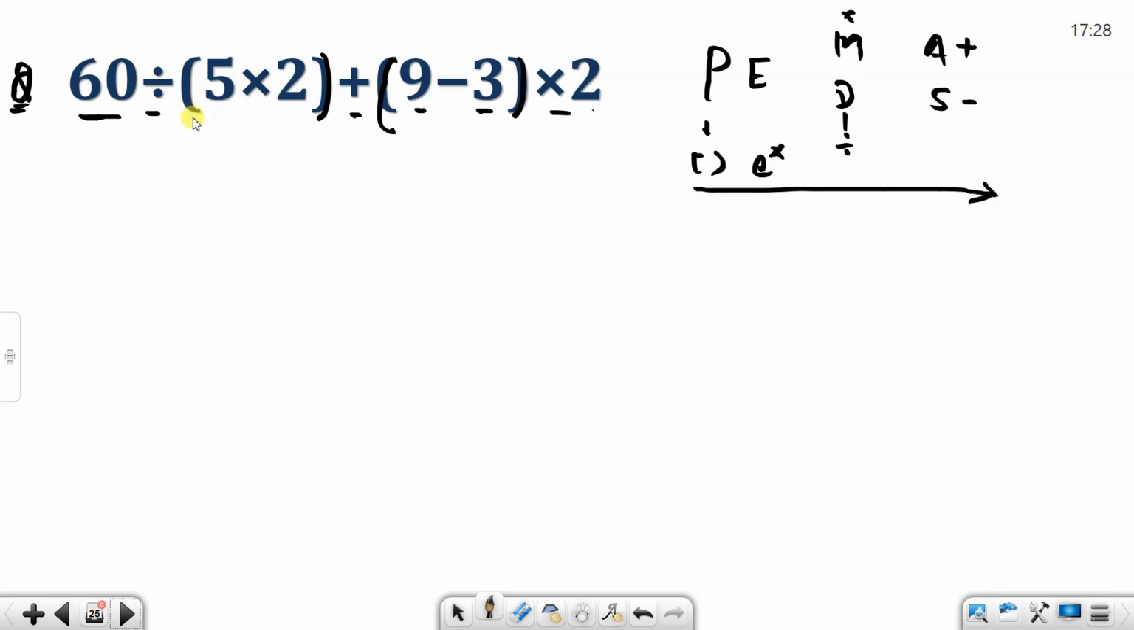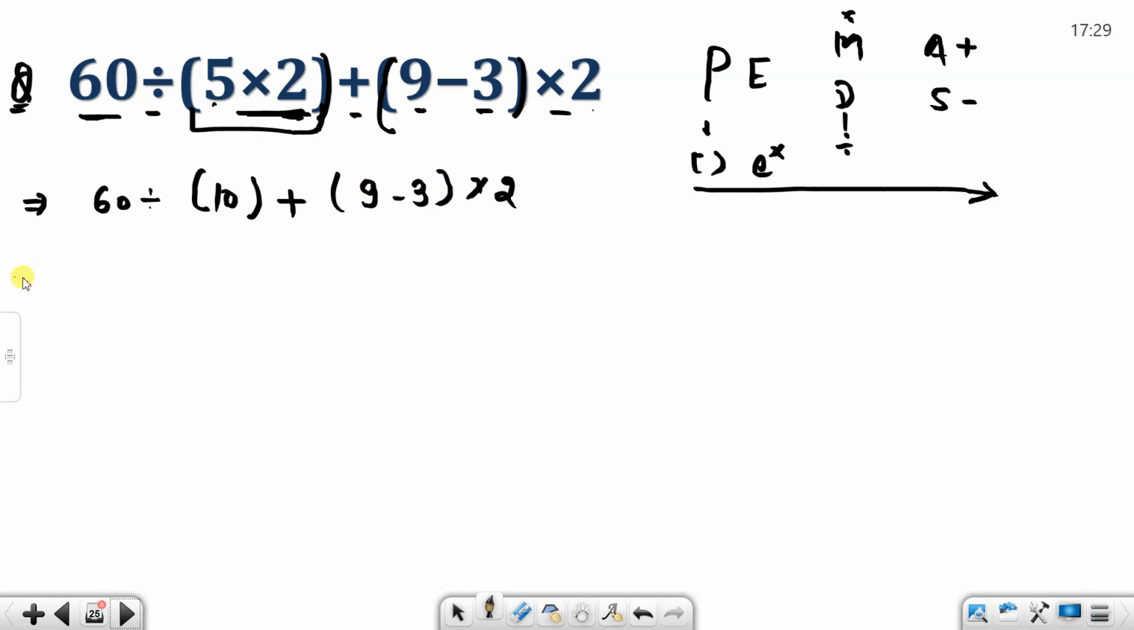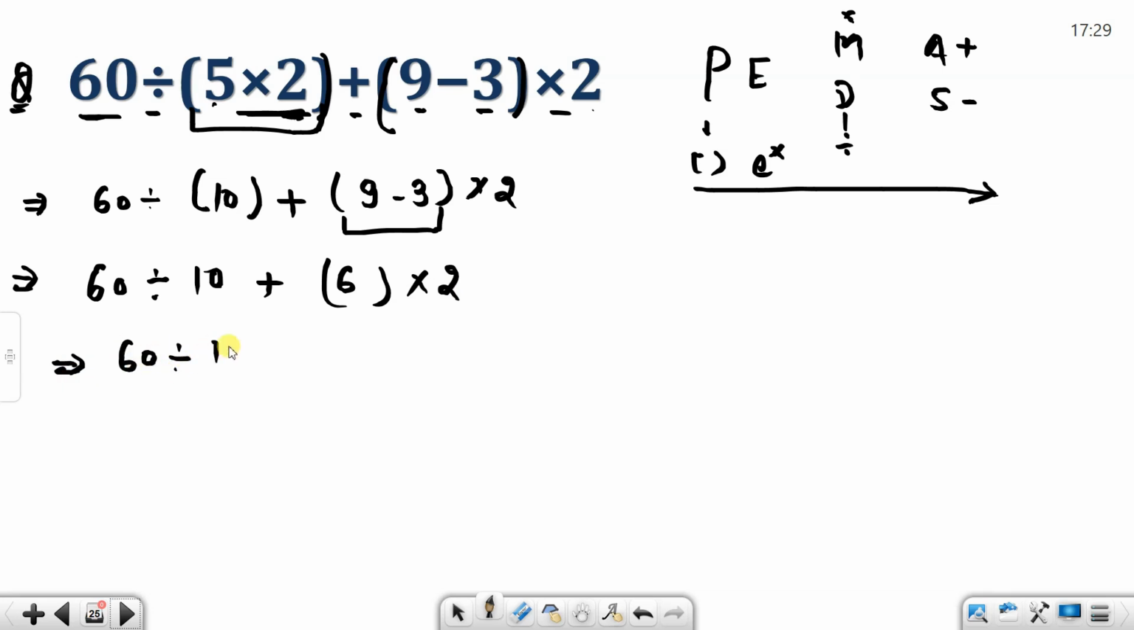Now, first of all, we'll solve the parentheses. 60 divided by 5 times 2 inside the parentheses, so this becomes 10. Plus 9 minus 3 times 2, let's solve further. 60 divided by 10 plus, if we solve this parentheses, 9 minus 3 becomes 6. We'll solve times 2 further. 60 divided by 10 plus 6 times 2.